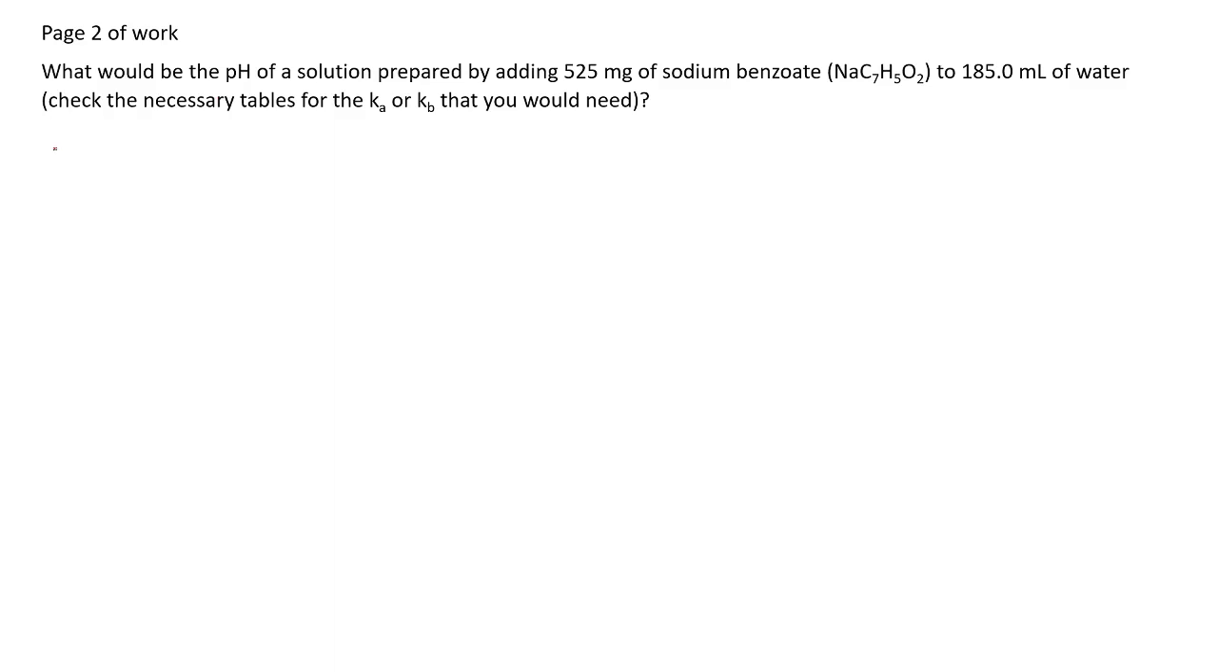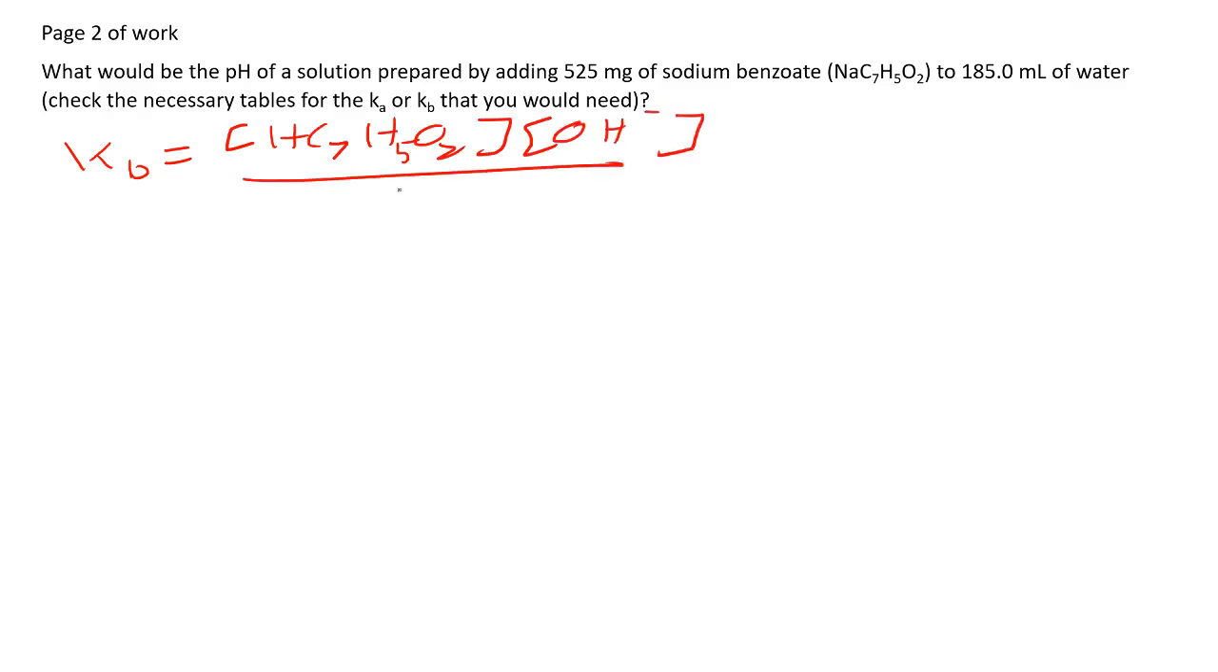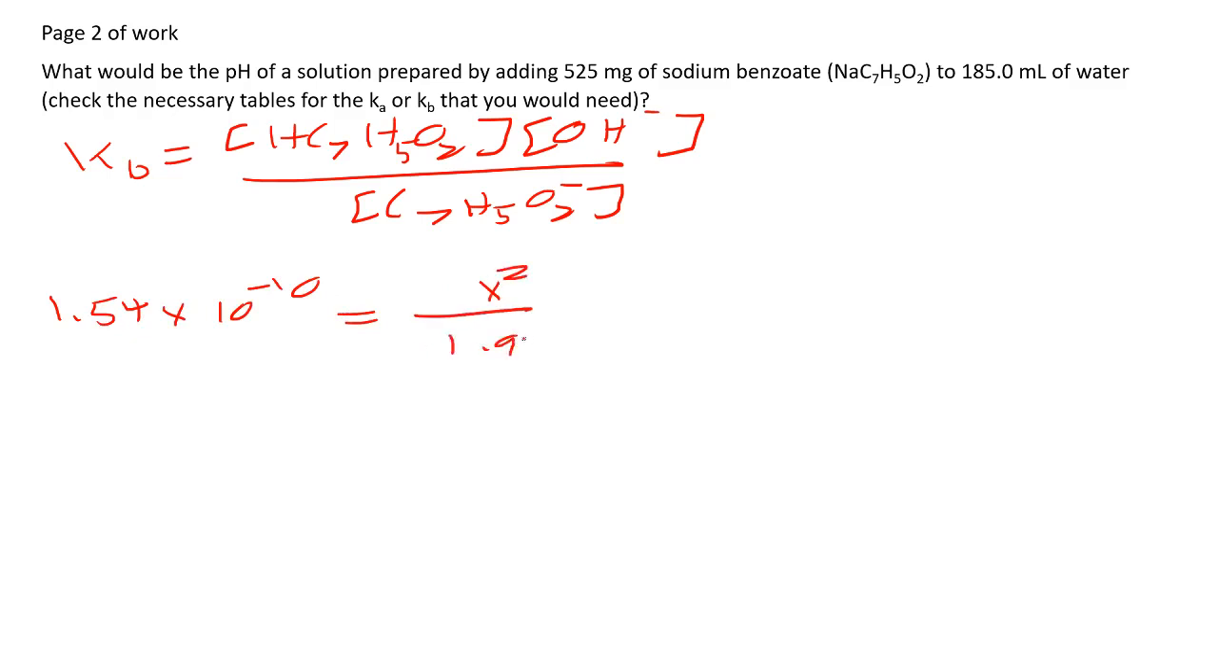So here's page 2 of our work. We're going to have that Kb is equal to our benzoic acid concentration. And this time we're going to have OH minus. Remember, because it's a Kb, we have OH minus there. Divided by our benzoate ion. We're then going to plug our numbers in. And so we have Kb, 1.54 times 10 to the minus 10, is equal to x squared on top divided by 1.97 times 10 to the minus 2.